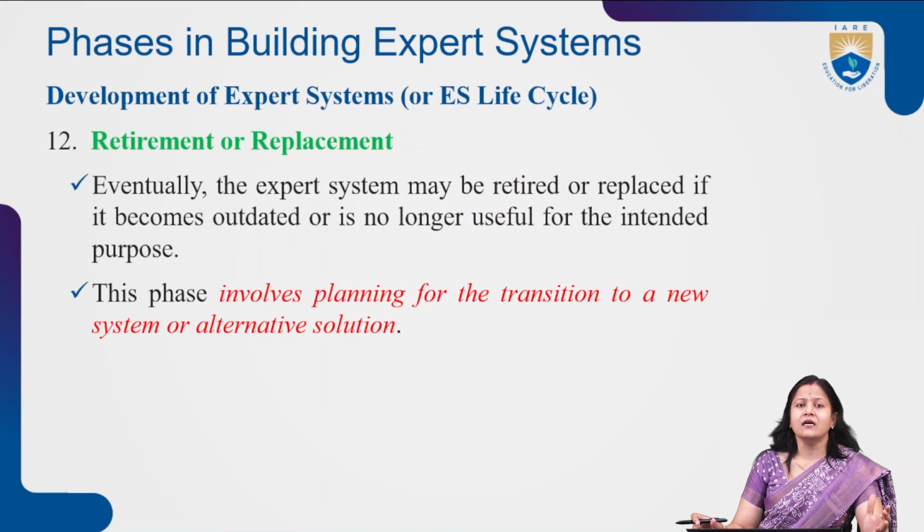Then this is the last step, when we plan to replace our existing expert system. Eventually the expert system may be retired or replaced if it becomes outdated or is no longer useful for the intended purpose. That means if a system which was developed for a particular domain is no longer useful, then we plan to retire or replace it. So this phase involves planning for the transition to a new system or alternative solution.